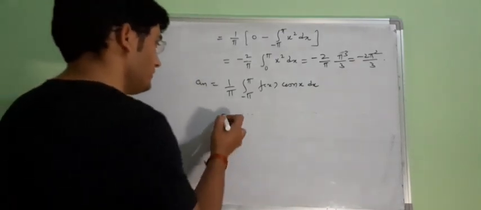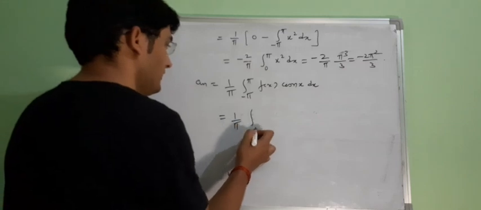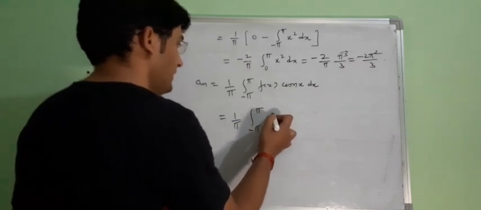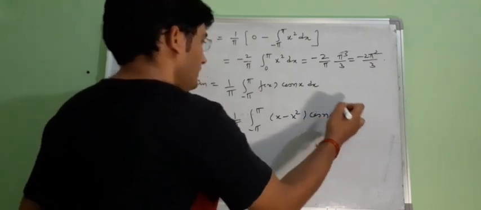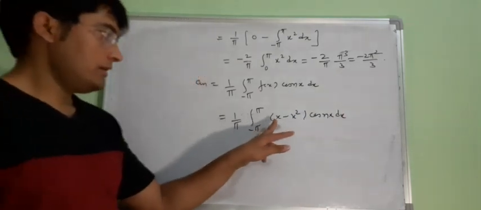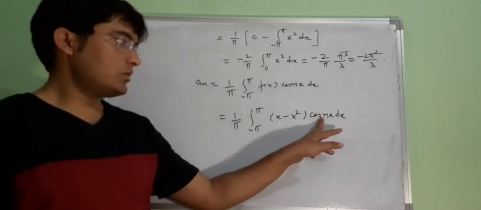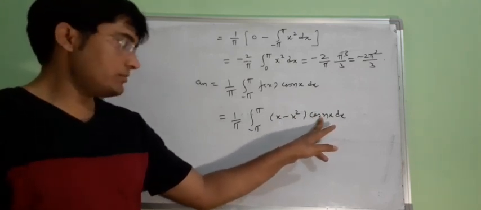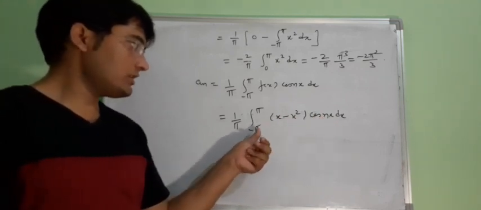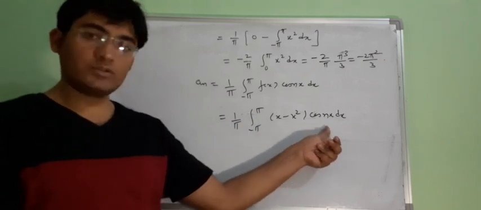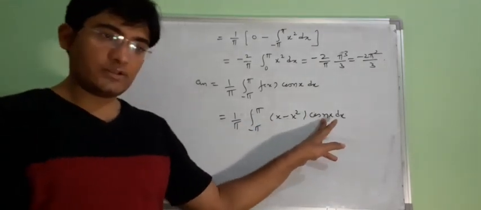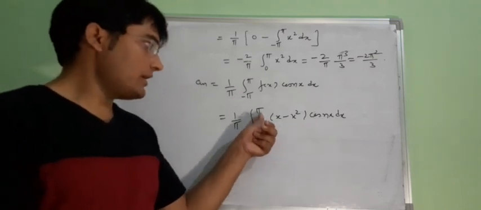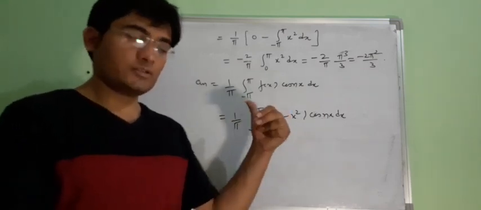So this is equal to 1/π ∫ from −π to π of f(x) = x − x² times cos nx dx. Now here you can see that x is an odd function and cos nx is even, so their product will be an odd function. So the integral from −π to π of x cos nx will be 0. x² is even and cos nx is even, so the integral from −π to π of x² cos nx will be 2 times the integral from 0 to π.